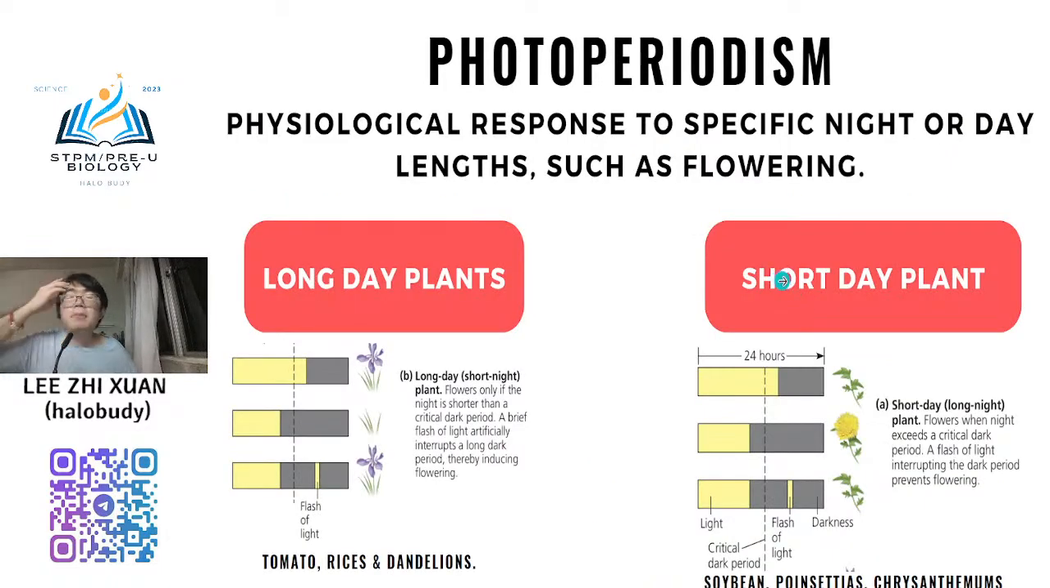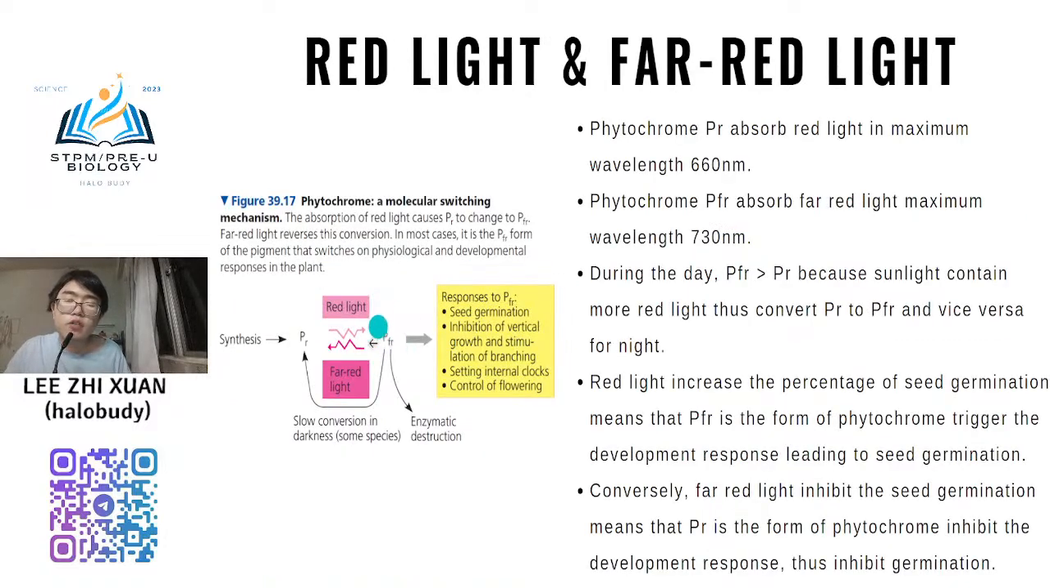Okay, next is about photoperiodism. Photoperiodism is highly related to the cytochrome because it is a response toward the specific night or day length, such as flowering. Meaning that when a plant provides a response, it is based on the concentration of cytochrome only. So if your PFR is high, you will initiate seed germination.